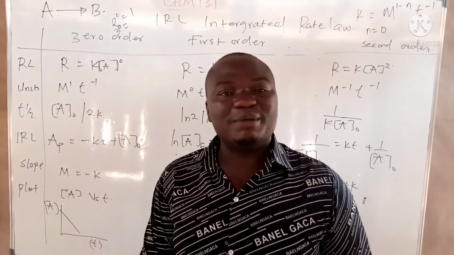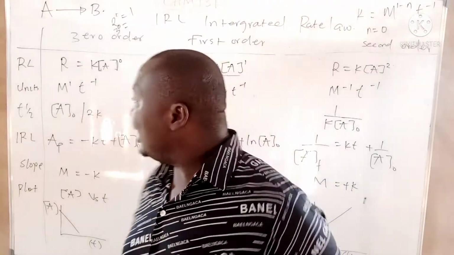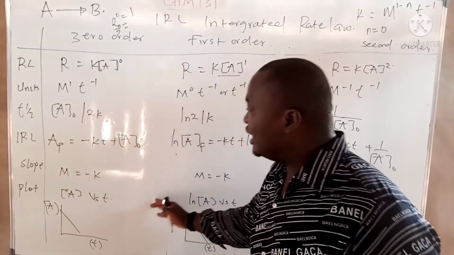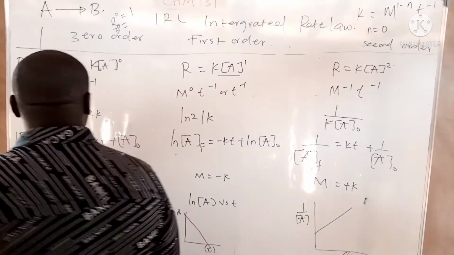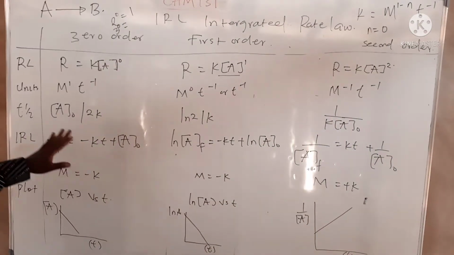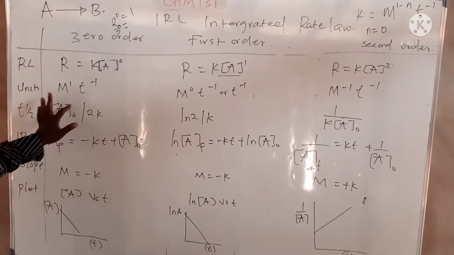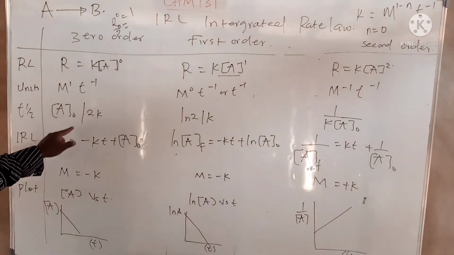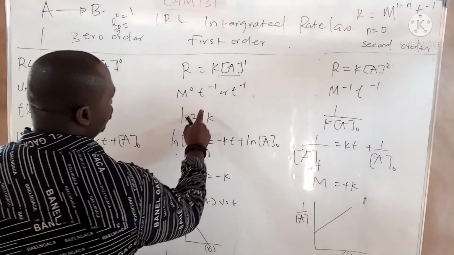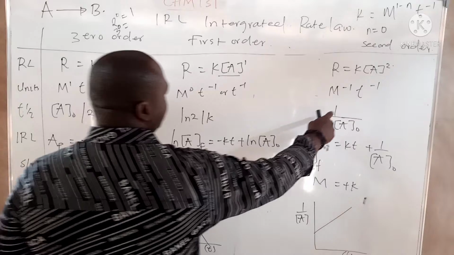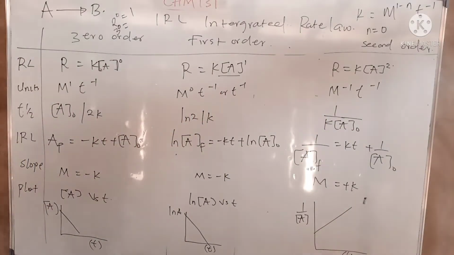If you do not know the formula for zero, first, or second order, you can't be able to solve it. And that's why I just took my time to write it on the board like this, and I'm explaining it one after the other. Now, the half-life for zero order is the initial concentration of A all over 2K. This is ln 2 all over K. And this is 1 all over K times the initial concentration of A.